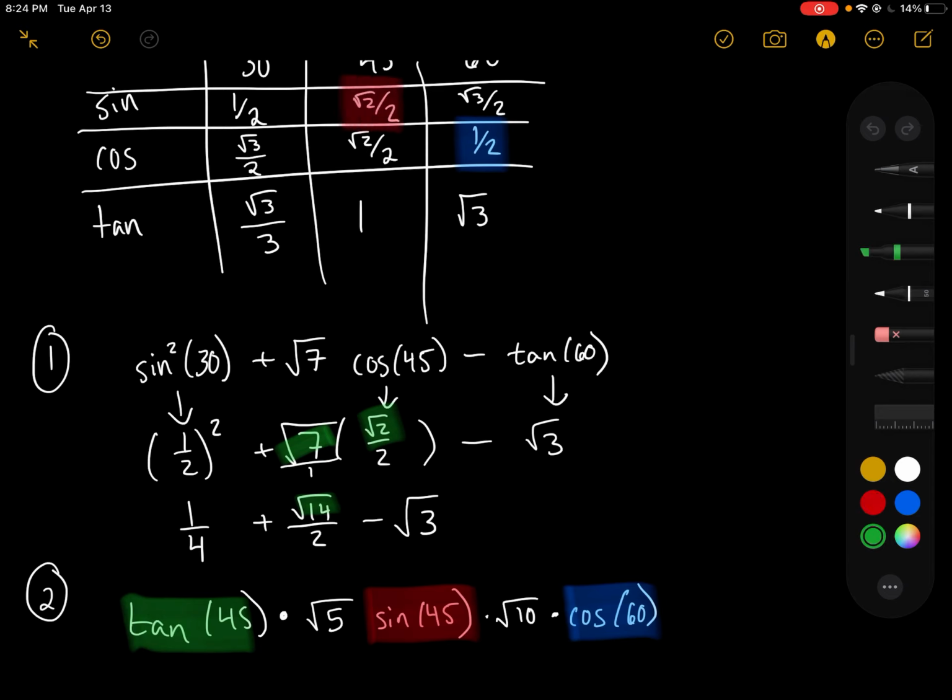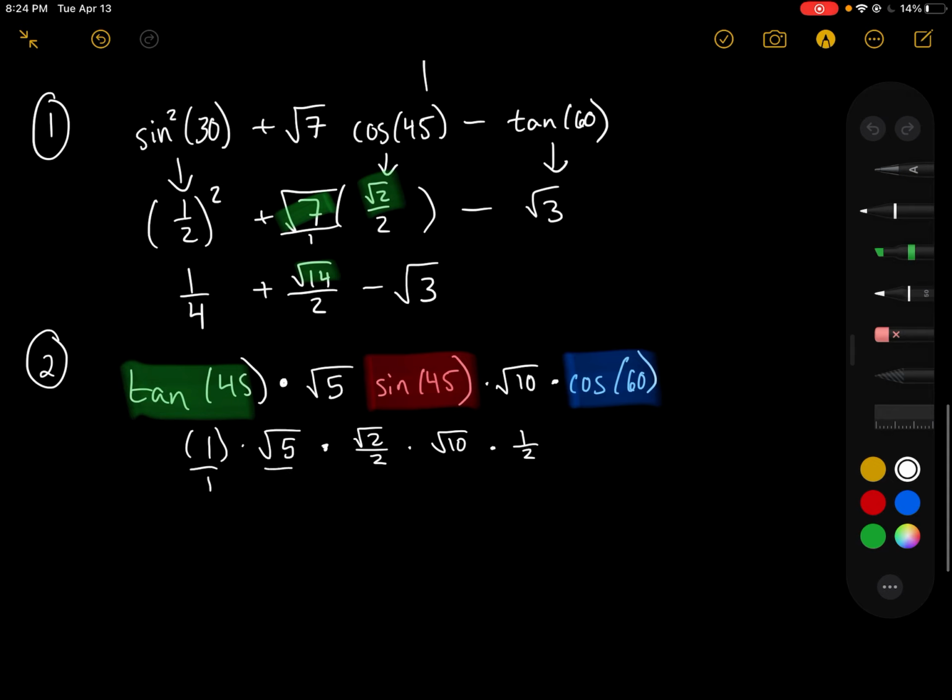And here, let's make this even more clear. 3 different colors, 3 different values. Cosine of 60 is here. The sine of 45 is here. And the tangent of 45 is here. So just rewriting this with everything that we have. Once we do this, we can make all of these fractions by putting 1s underneath it where they don't have them, and just multiply straight across.